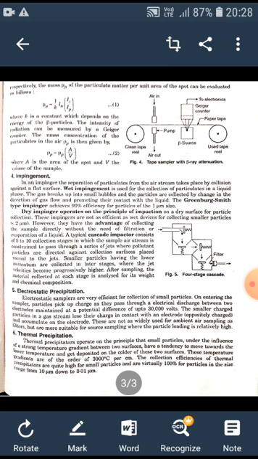Another technique for collection of particulates is known as the electrostatic precipitation. Electrostatic samplers are very efficient for collection of small particles. On entering the sampler, particles pick up charge as they pass through an electrical discharge between two electrodes, which are maintained at a potential difference of up to 30,000 volts.